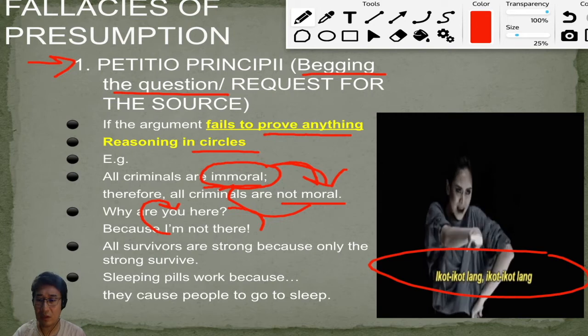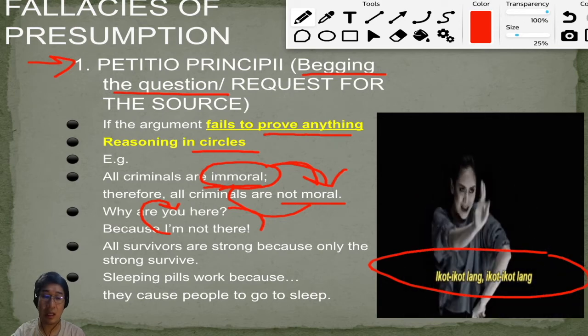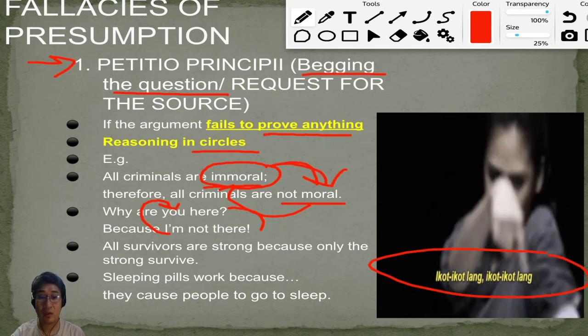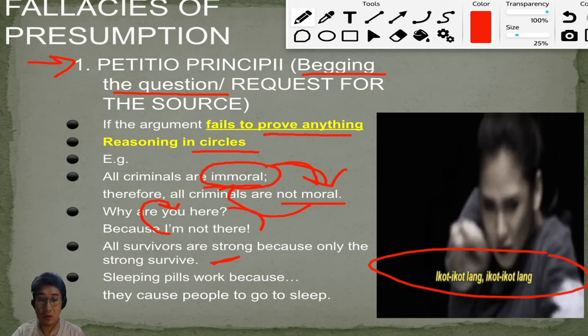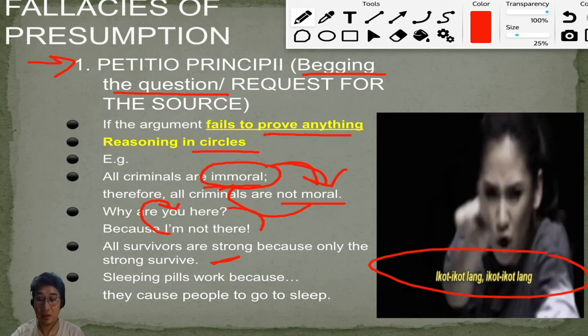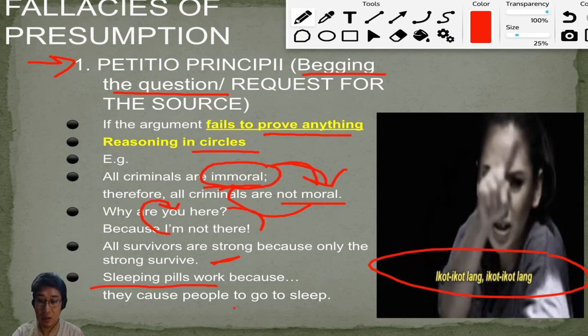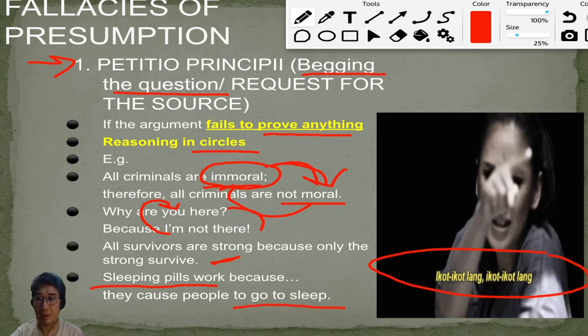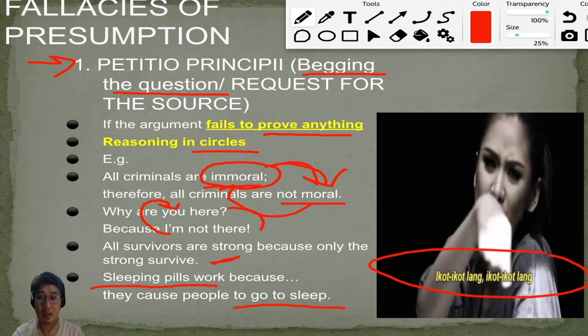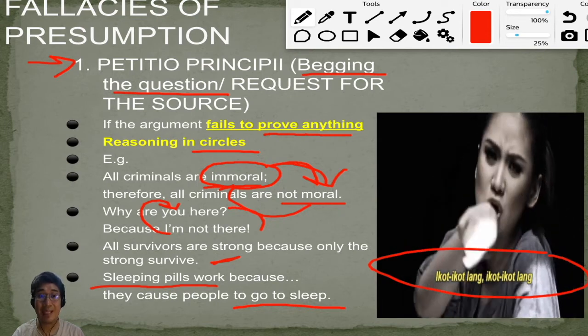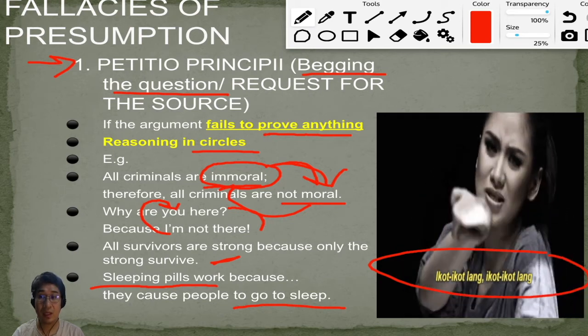All survivors are strong because only the strong survive. Why are they strong? Because only survivors are strong. Paikot-ikot lang. Sleeping pills work because they cause people to go to sleep. Why do they cause people to go to sleep? Because sleeping pills work. So again, ang keyword that we have to remember under PETITIO PRINCIPII is it's a fallacy which reasons in circles. Paikot-ikot, begging the question. It doesn't prove anything.